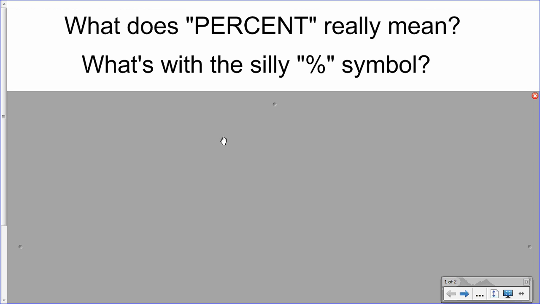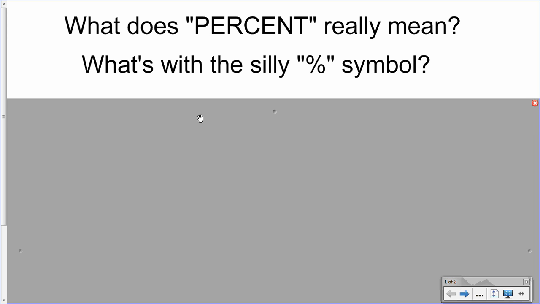Okay, in this short video, I'm going to explain, hopefully clearly, what does percent really mean? That word percent has some significance. And what's up with that silly symbol, the percent symbol? That actually has some significance too. So let's get started.